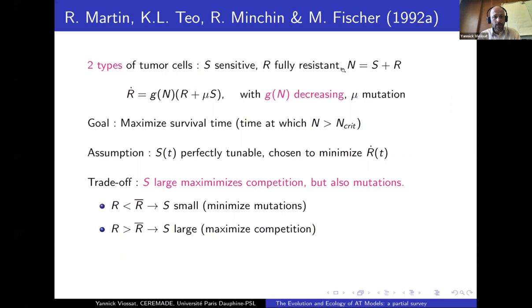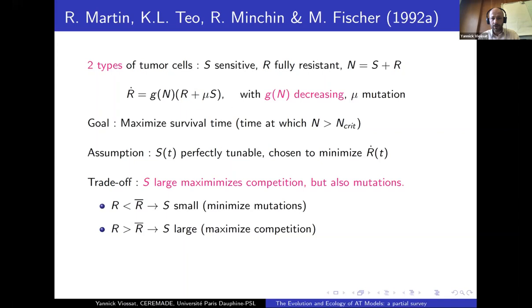And the dynamics of the resistant cells is so that R dot is G of N times R plus mu S, where G of N is a density dependent term, which is decreasing in N, and mu is a mutation term, mutation from sensitive to resistant cells. And the goal they have is to maximize survival time, which is modeled as the time at which tumor size gets higher than some critical level. And they make a simplifying assumption, which of course is not realistic. They assume that the population of sensitive cells is perfectly tunable through treatment.